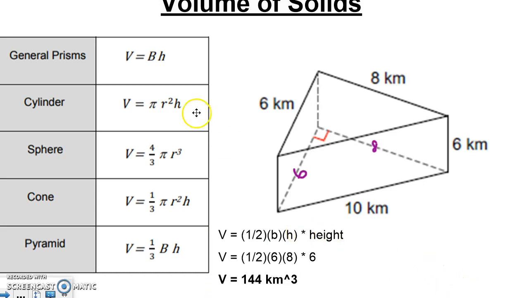So this is probably the biggest mistake I see: students don't truly get what the capital B means, and this whole entire part here, the half base times height, is the capital B. That changes depending on what this base is, so just keep that in mind.